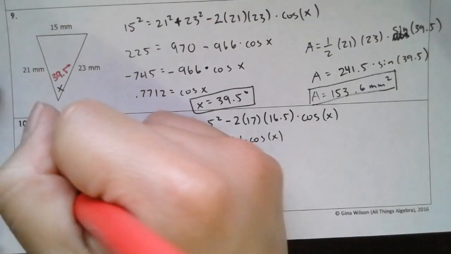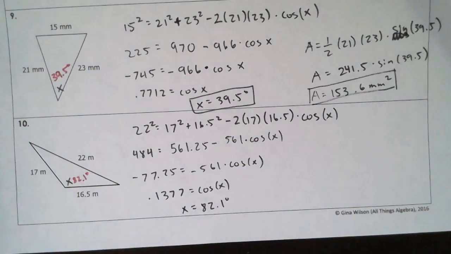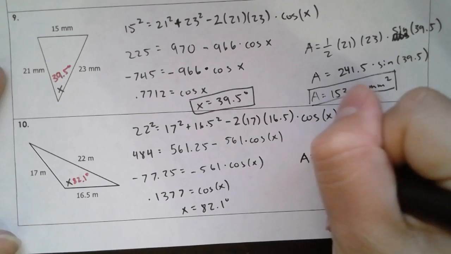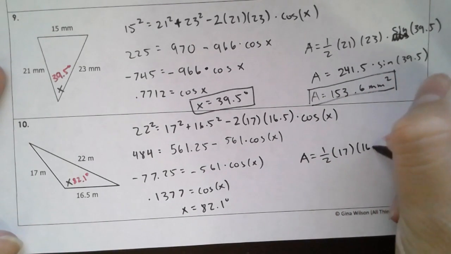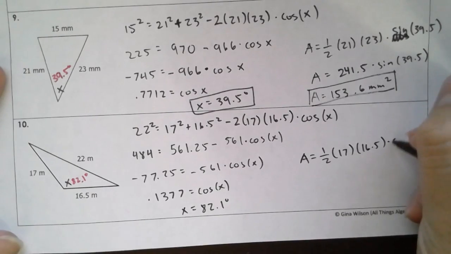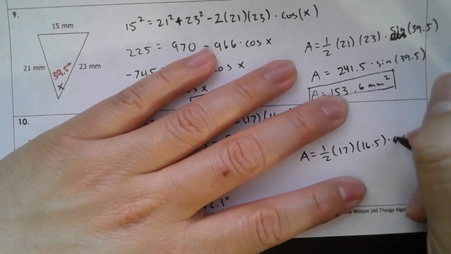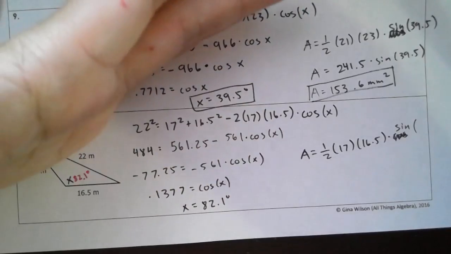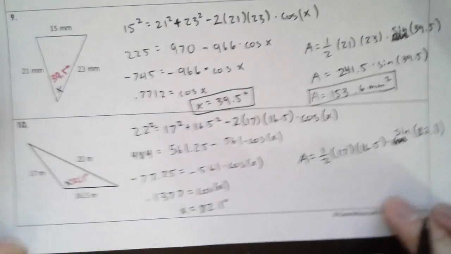So let's label him there. So then now I can plug into my area formula. 1/2 times 17 times 16.5 times the cosine. Again, I don't know why I put a cosine. I guess I'm using law of cosine. This is sine of 82.1. Oops. There you go.